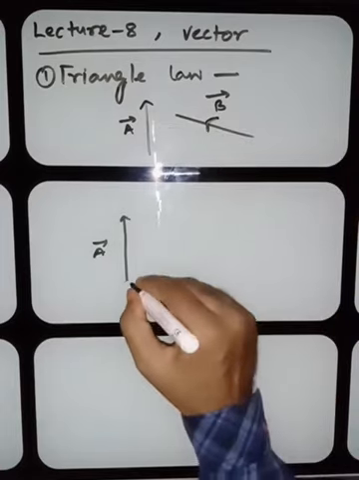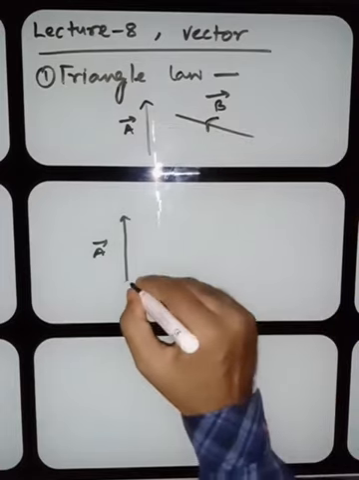Okay, let me give the answer. The 5 will be the resultant. Yes, 5 will be the resultant. How? Look at here. Am I right? The 5 will be the resultant? No, this is not the resultant. 4 will be the resultant. Be careful.